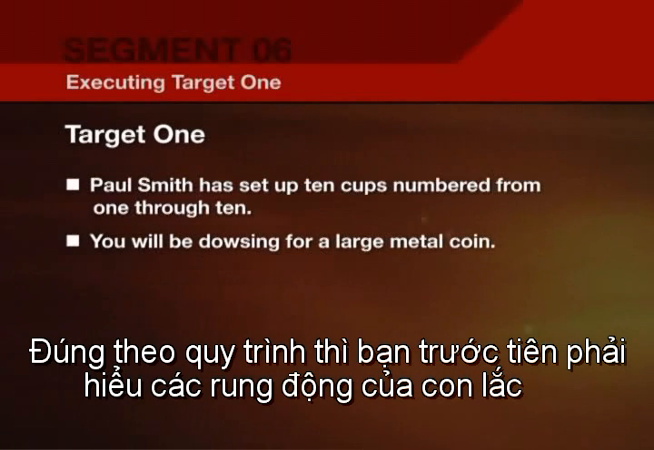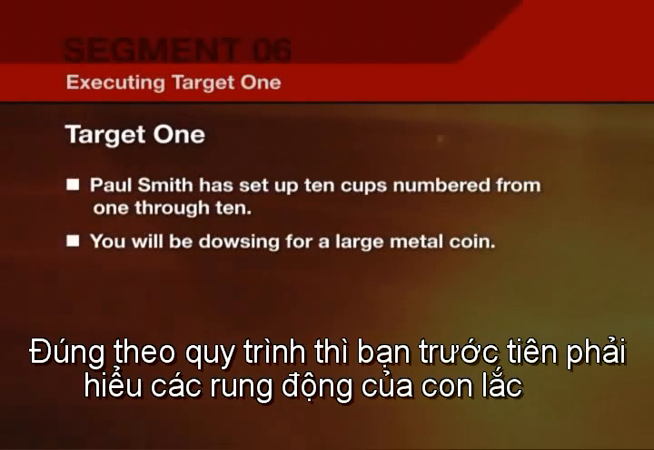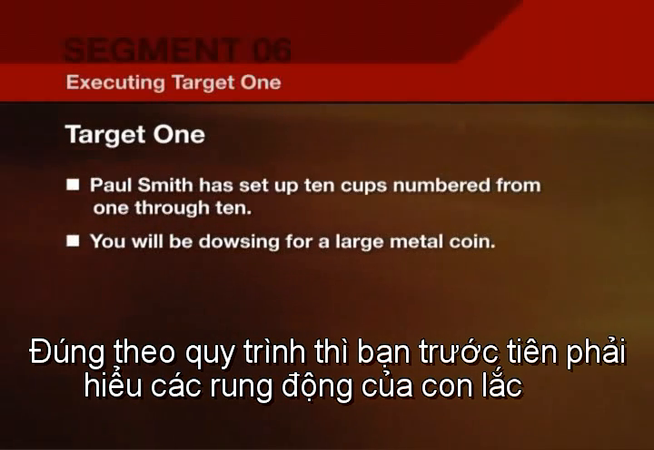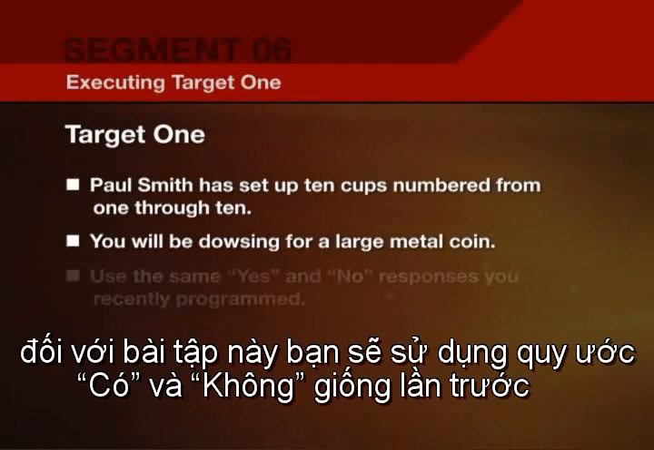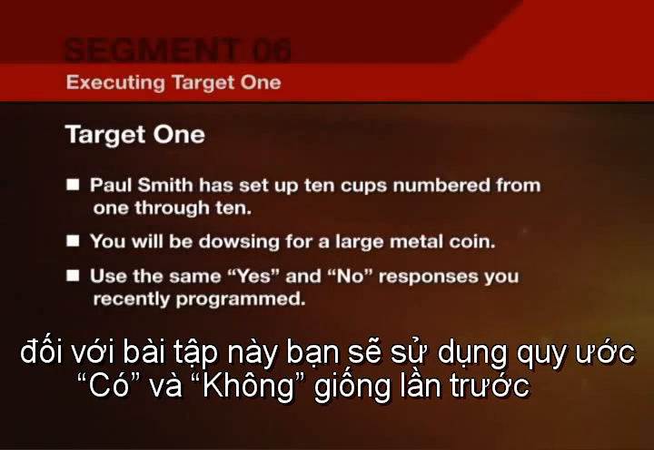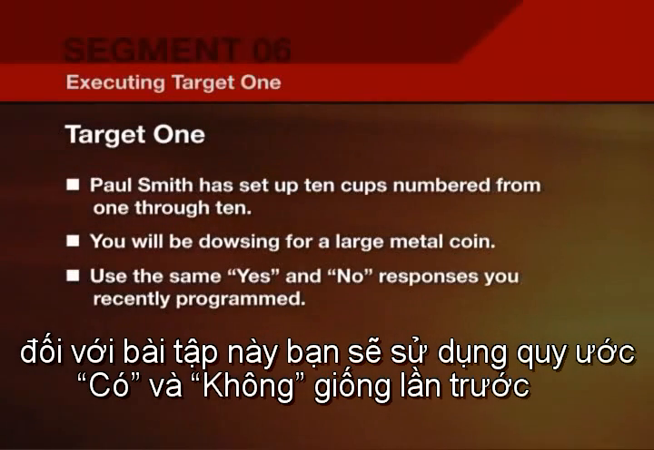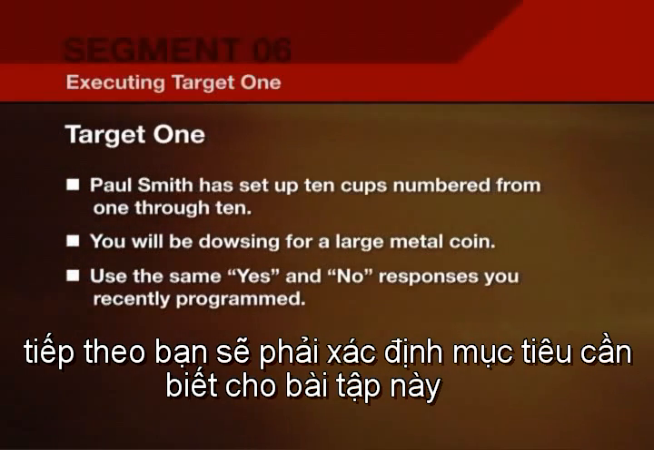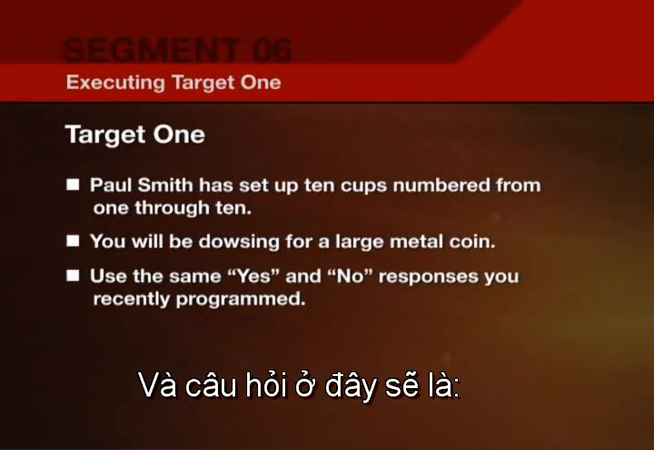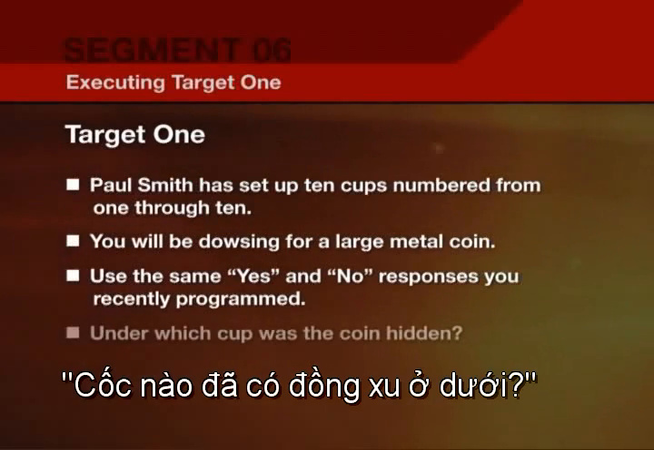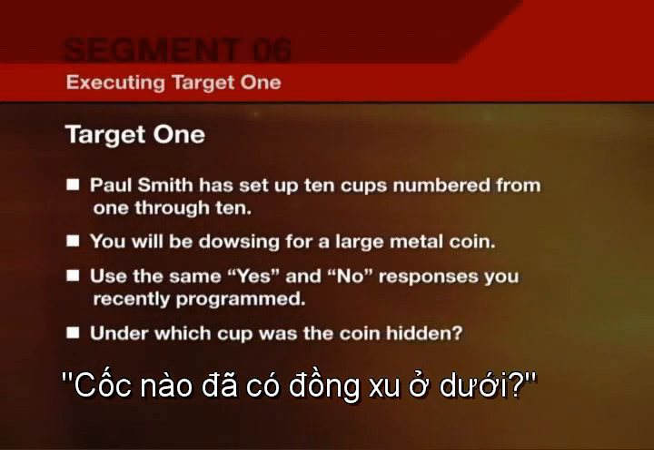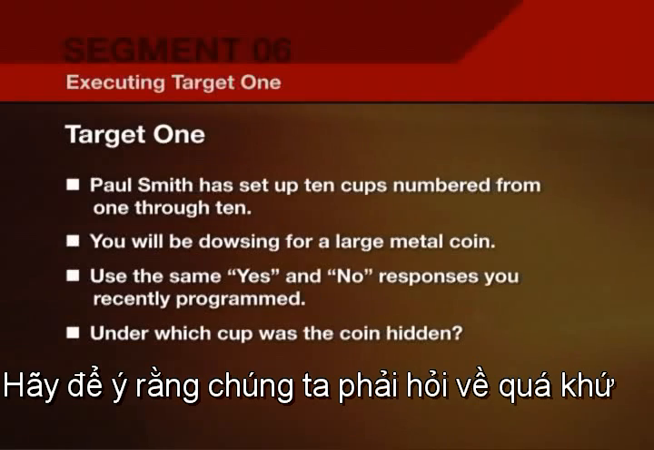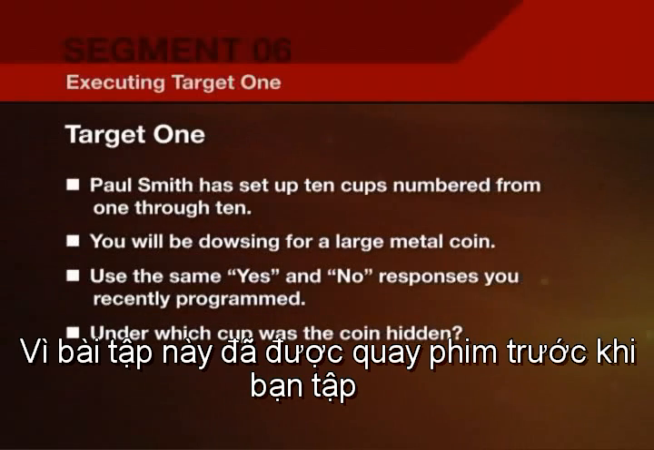Following dowsing protocol, you must first ensure that you consciously understand your feedback indications. For this target, you'll be using the same yes and no responses as before. Next, you must define the task for the dowsing exercise. For this task, your question is defined as, under which cup was the coin hidden? Note that the task is worded in the past tense because this exercise was previously filmed.